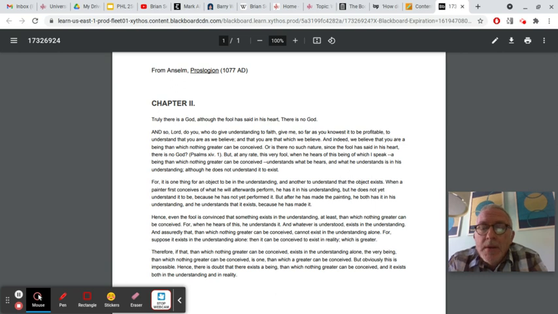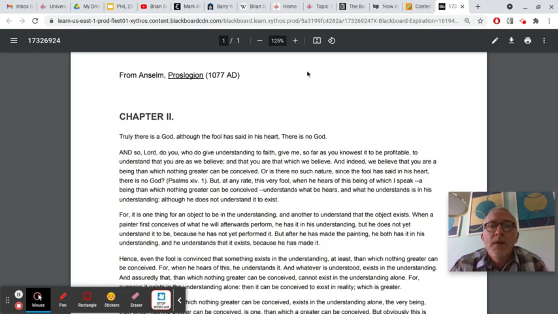A being greater than which no other can be thought. He puts it, and this, we believe, he says here, let me make it a little bigger. It says here in the second paragraph, we believe that you are a being than which nothing greater can be conceived. Another way of putting it.